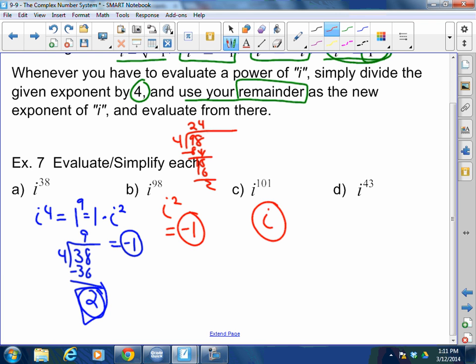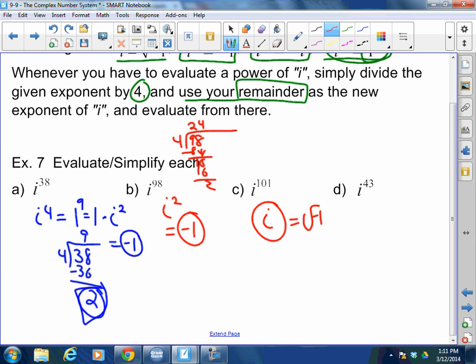i is the same thing as the square root of negative 1. You could put i or the square root of negative 1 because they're both the same. i squared makes it negative 1.